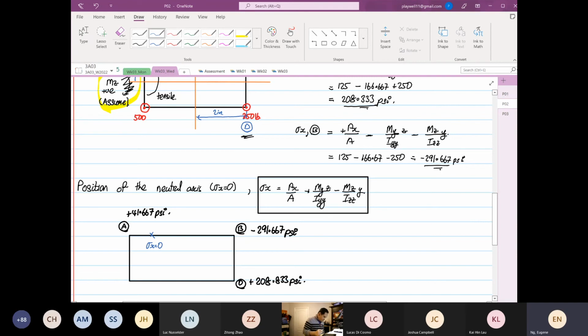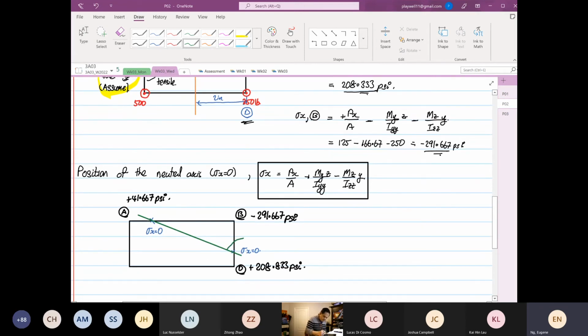And then we also know that it will be a certain point out here, okay? Stress X is equal to 0. So what we are trying to do regarding the neutral axis is we're going to identify a line. Okay, so the line will start from here and go up to there. And on this line is where we get our stress X equal to 0.